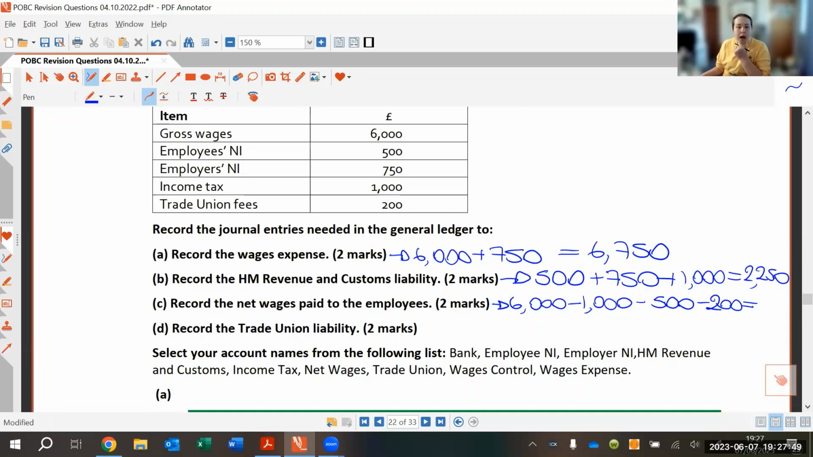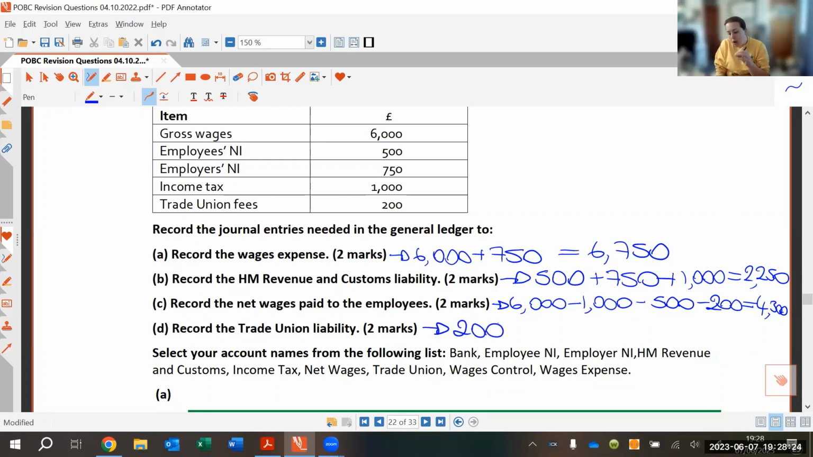Not the employer's NI. No, that's the cost of the employer, not the employee. So you only want things with the word employee. It's because if you're an employer, the government don't just want you to employ them, they want you to pay a portion of national insurance as well. But that's not a deduction from the employee. That is just purely the cost of the employer. And then our final one is just the trade union liability, which is just that £200.